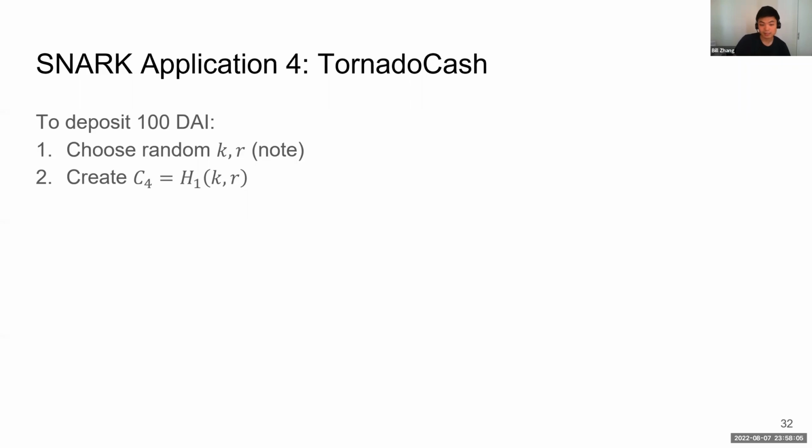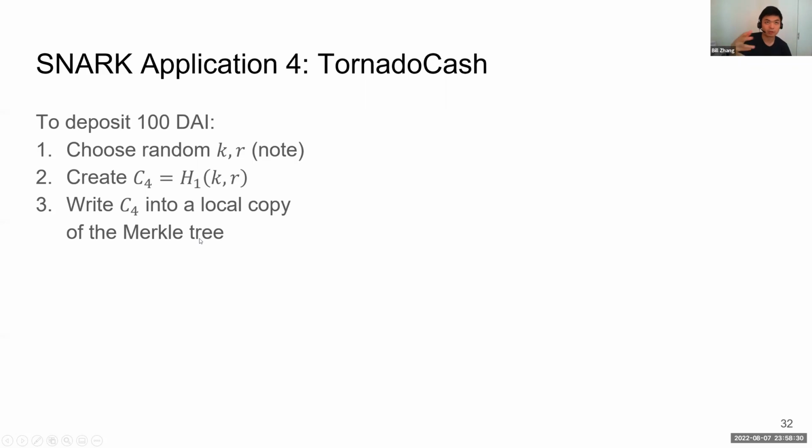In this case, notice that this is different from Zcash because we're no longer hashing our public key. We're no longer hashing the value of the 100 DAI into this, because the value that we're sending and our public key are public on Ethereum. There's no point in trying to hash them here. But we're going to just hash these 2 sources of randomness, which are just like the 2 sources of randomness from the Zcash example.